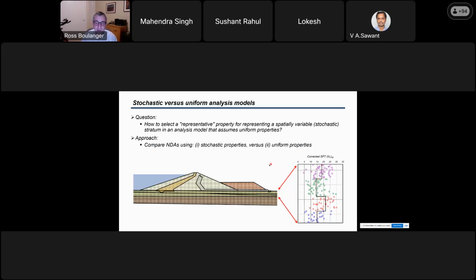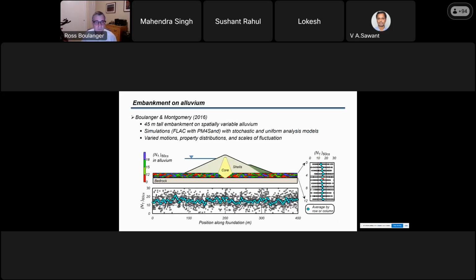And we're going to look at this question by running a nonlinear dynamic analysis two ways. Once where we will model this type of stochastic variability. A second time we'll run it with uniform properties, one particular uniform property for the value. We'll compare these and see if we can get guidance on how to pick those.